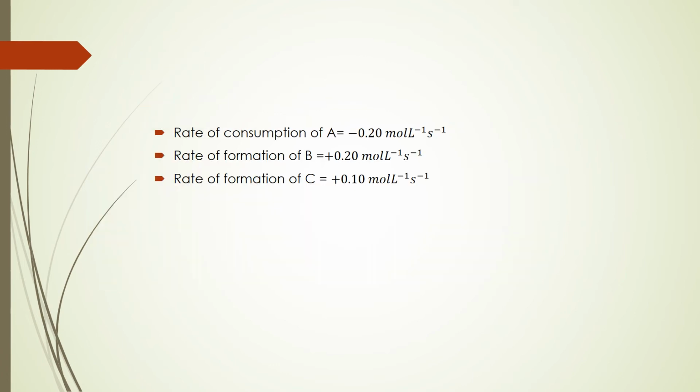This is stated here, the conclusion from the previous calculation. Rate of consumption of A is negative 0.2 mole per liter per second. Negative because A is being consumed. Rate of formation of B is plus 0.2 mole per liter per second. Rate of formation of C is plus 0.1 mole per liter per second.